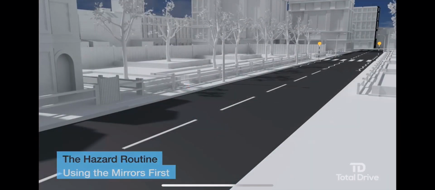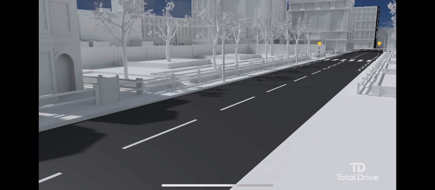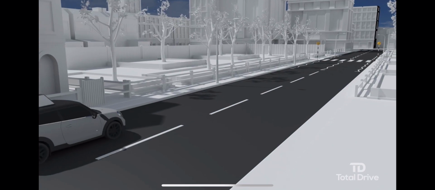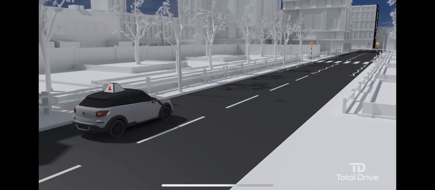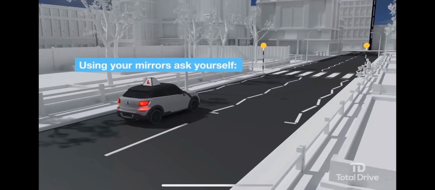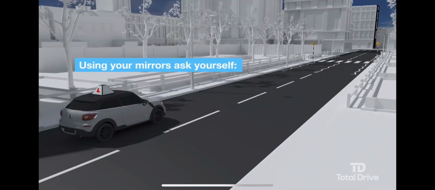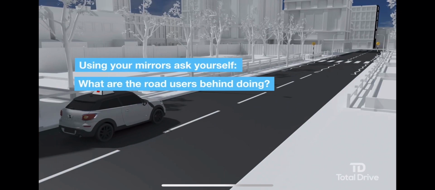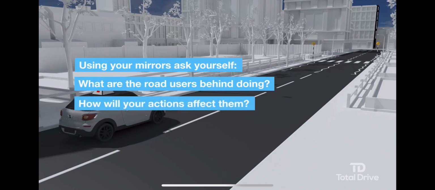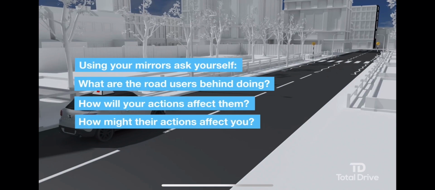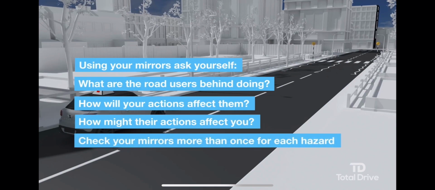Mirrors first. As soon as you recognise a hazard ahead, the first thing to do is to check your mirrors. If you have to change speed or direction, you need to know what's happening around you. What are the road users behind you doing? How will your actions affect them? How might their actions affect you? You might need to check your mirrors more than once for each hazard.